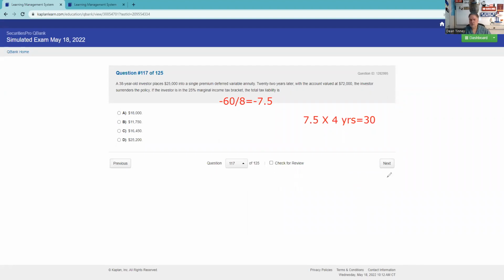A 30-year-old investor places $25,000 into a single premium deferred variable annuity. Remember, that's after tax money. 22 years later, 30 and 22 means they're over 59 and a half. It's valued at 72,000. So they don't owe taxes on the 25, but they have not yet paid taxes. I'm going to take my calculator, 72,000 minus the original cost base, which in this case is 25,000. And so there is $47,000 they haven't paid taxes on yet.